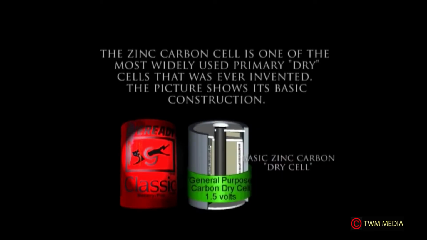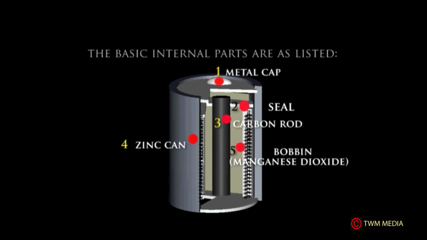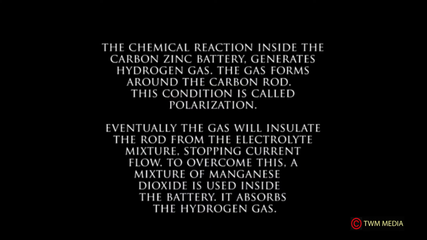The zinc cell is one of the most widely used primary dry cells that was ever invented. The picture shows its basic construction. The basic internal parts are listed. 1. The metal cap. 2. The seal. 3. A carbon rod. 4. Zinc can. 5. Bobbin made of manganese dioxide. 6. Separator, the electrolyte. 7. Insulator. 8. Metal bottom. The chemical reaction inside the carbon-zinc battery generates hydrogen gas.